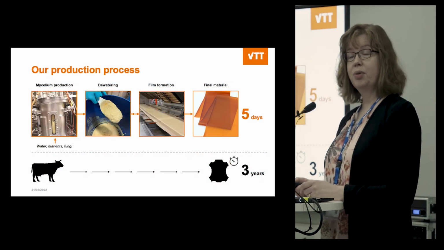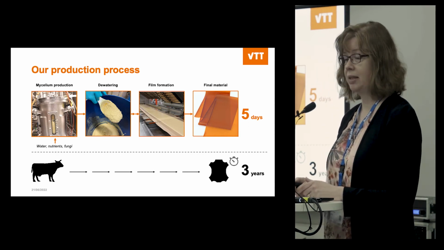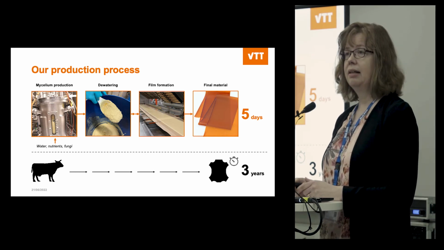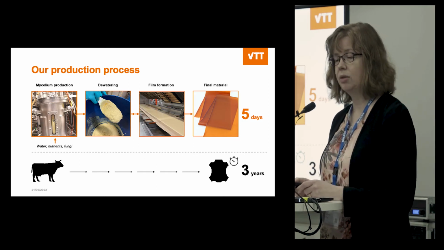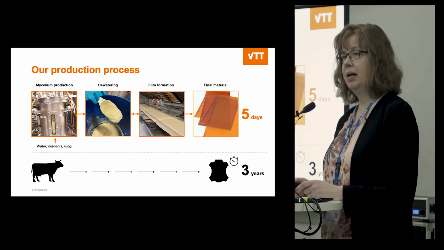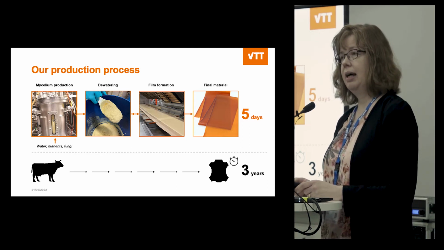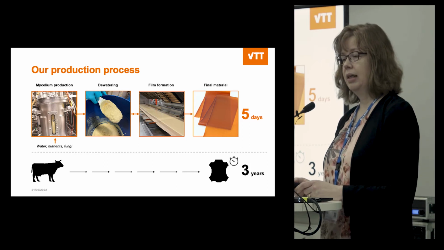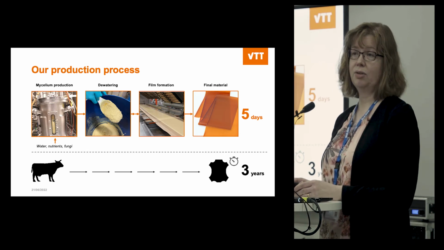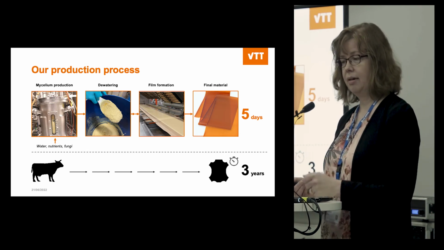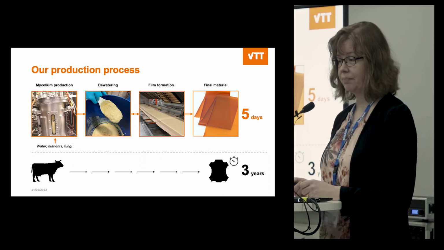So how was our production process? We produced mycelium in a fermenter, then removed most of the water so that we have a sort of paste. Then we were able to do some processing steps and add some additives, and then we cast the film on a belt and finally dried it, and then we had the final material within approximately 5 days.